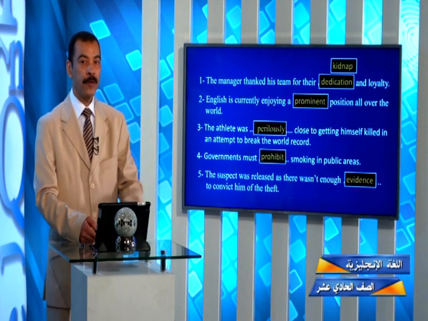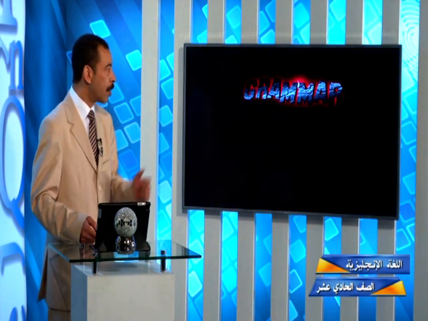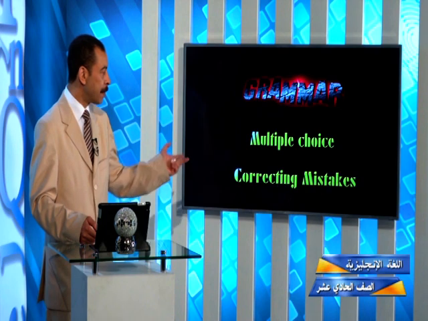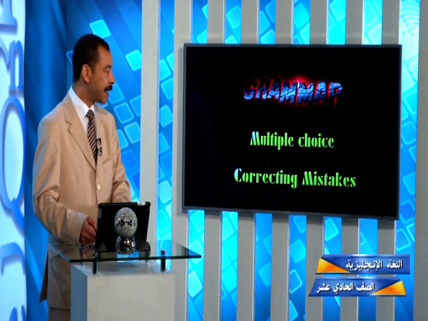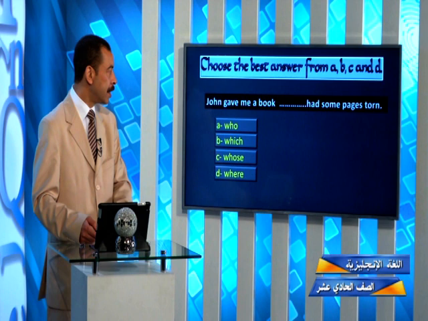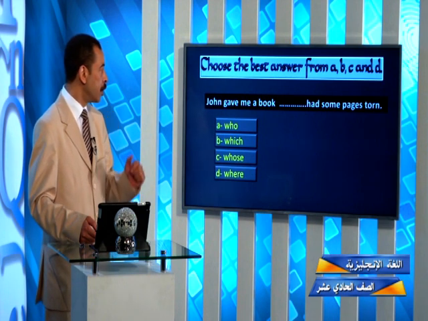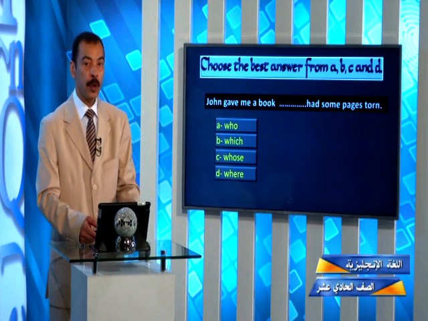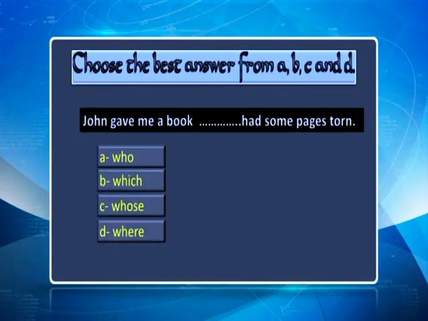That was all for the vocabulary section. Now we move to grammar. In grammar, you have two types of exercises, a multiple choice and a correcting mistake exercise. Let's see the multiple choice questions. John gave me a book, blank, had some pages torn. Is it who, which, whose, or where?